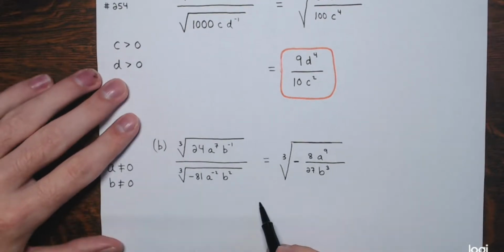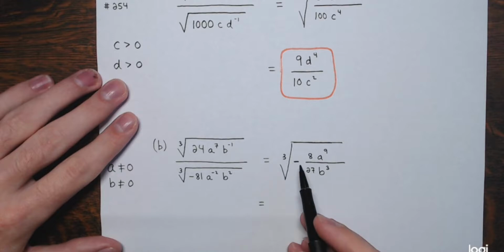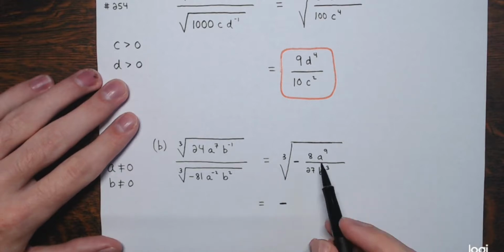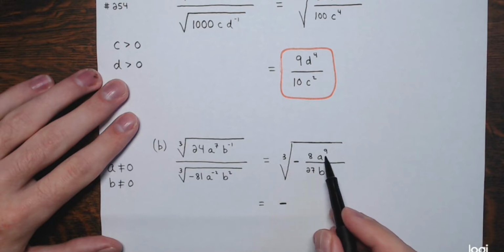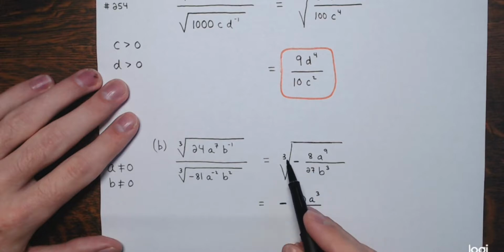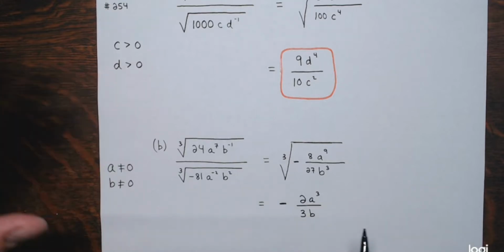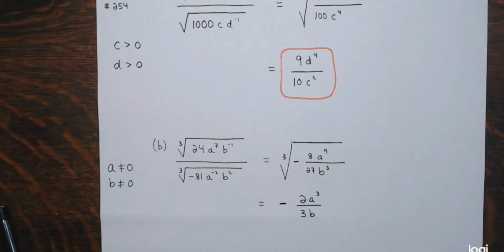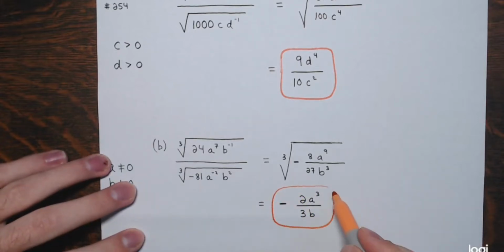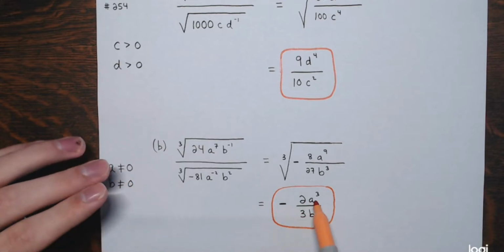Alright, so hopefully you remember this, right? The odd root of a negative is just negative. So I'll put a negative sign. And then the cube root of 8, a to the 9th, would be 2a cubed in the numerator. And the cube root of 27b cubed would be 3b. And no need for absolute value symbols, right? These are odd roots. You never have to worry about that with odd roots. All right, so it's negative 2a cubed over 3b.